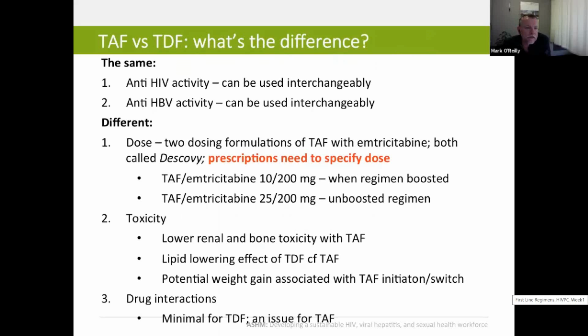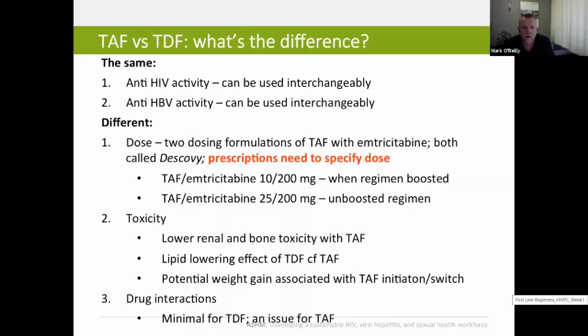So what is the difference between TAF and TDF? In terms of their similarities, they both have the same activity against HIV and could be used interchangeably, and they both have similar activity against hepatitis B, so they can be used interchangeably there also. What about the differences between TAF and TDF? Well, in terms of TAF, there are different doses. They're both co-formulated with emtricitabine in a single pill called Descovy. But when you're writing the Descovy prescription, you need to specify which strength of TAF you want.